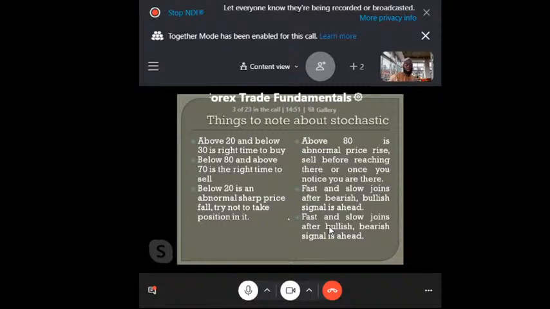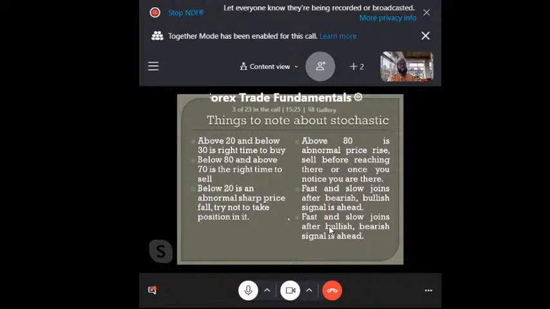Things to note about stochastics. Above 20 and below 30 is the right time to buy. Below 80 and above 70 is the right time to sell. Below 20 is an abnormal sharp price fall, so try not to buy at that position. Above 80 is an abnormal price rise, so sell before you reach that point.